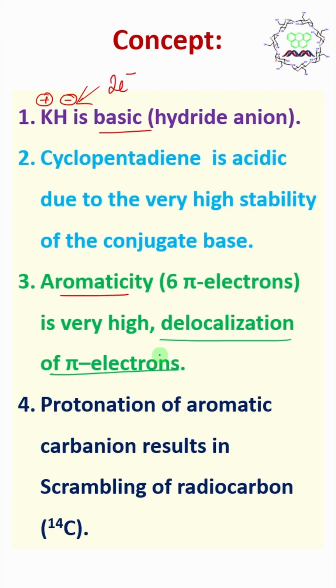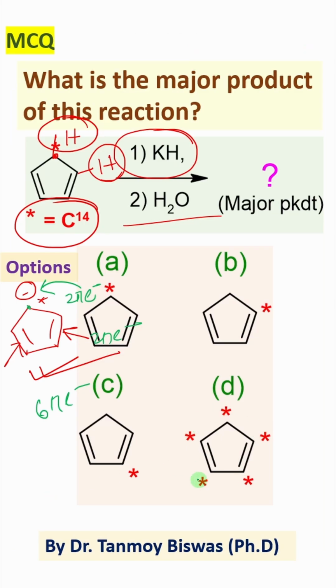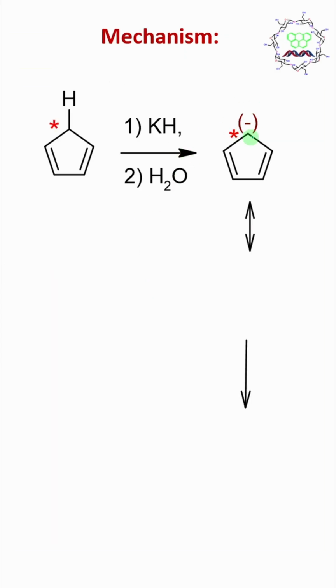Okay. Now, if you say, no sir, I agree, but I want to do protonation. Protonation of the aromatic carbanion results in scrambling of the radiocarbon. Scrambling means it is distributed all over this ring. Now, how? I shall explain. As I told, it produces this aromatic carbanion with 6 pi electrons.